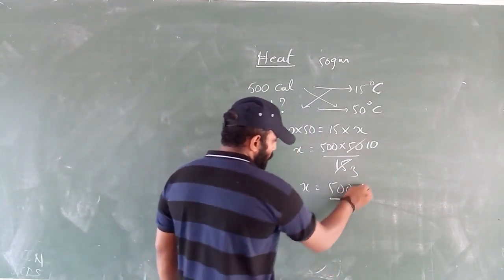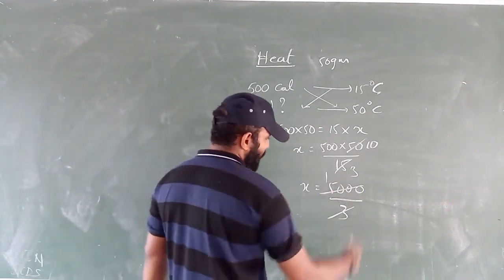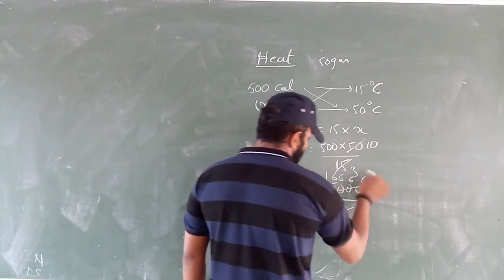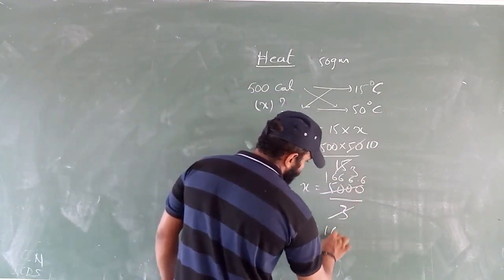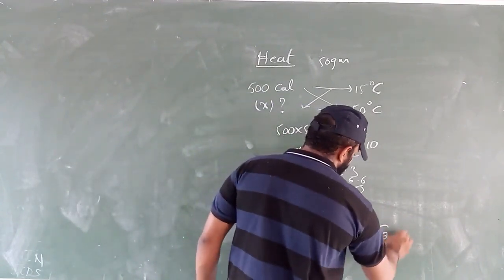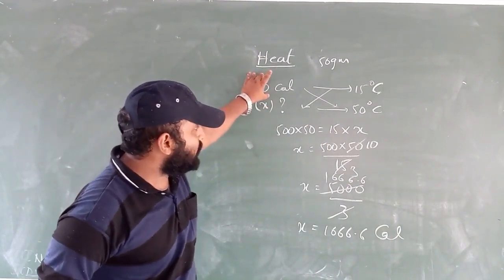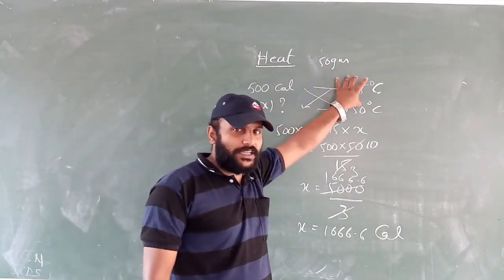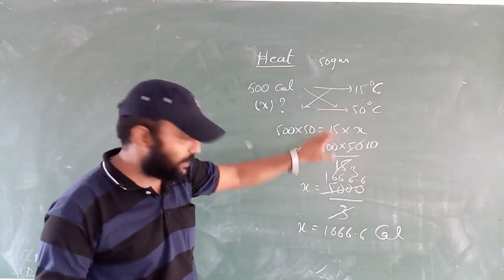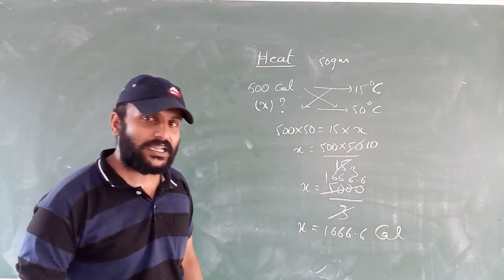So here 5 ones are 5, 3 ones are 3. 5 minus 3 is 2. 20. 6 threes are 18. Again 2. 6 threes are 18. Again 2. 6 threes are 18. Something like that. So x is equal to 1666.6 calories. So here we came to know that when 500 calories of heat energy is supplied the temperature rises by 15 degrees, and to change the temperature by 50 degrees Celsius we require around 1666 calories of energy. Understood?